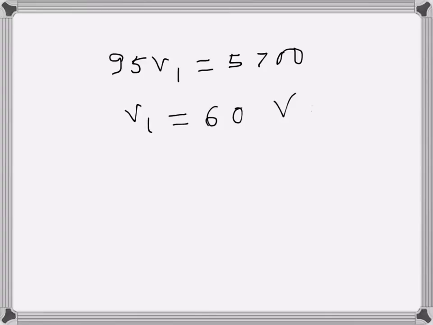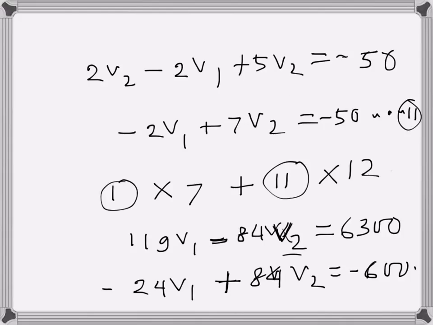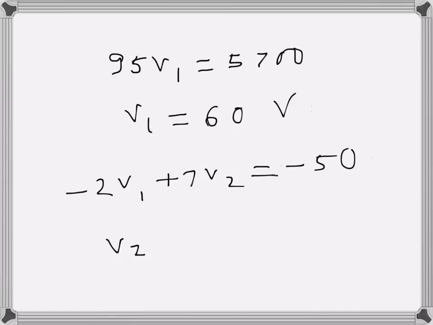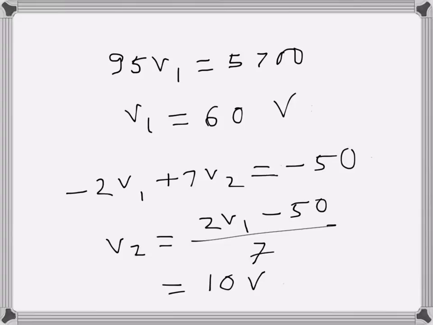So V1 is now known. Now I want to get V2, so I will use equation 2, which has 7V2 here, and this one is minus 50. I will just write what V2 will be, and once I do it, I get V2 as 10 volts. This is also known now.